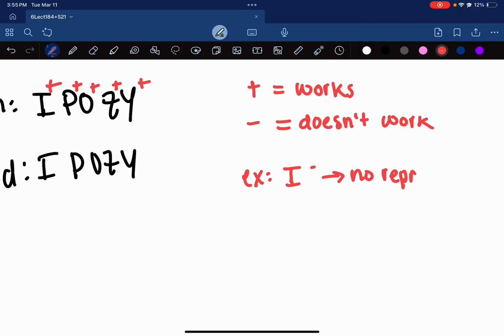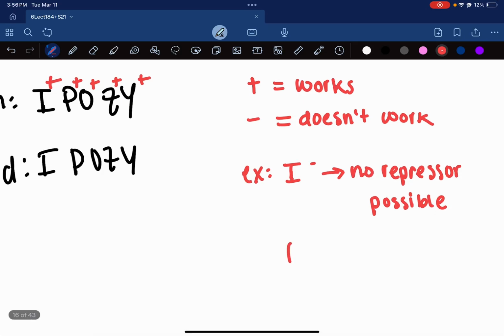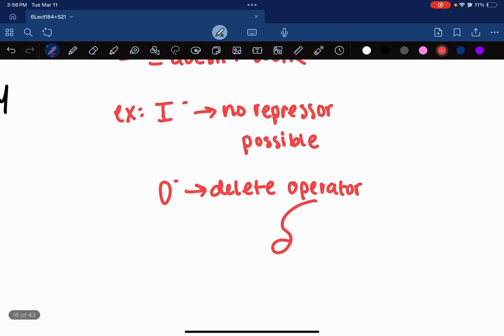Now, if I have a minus on the operator, that means you delete the operator, let's say. Now, where's the repressor? Tell me where the repressor binds. At the operator. And if you have no operator, there's no repression. Right? So here's the deal. If I have I minus and O plus, that's not going to work out because you don't even have a repressor to bind to it.